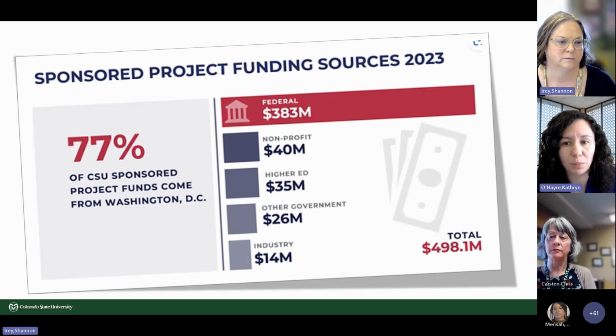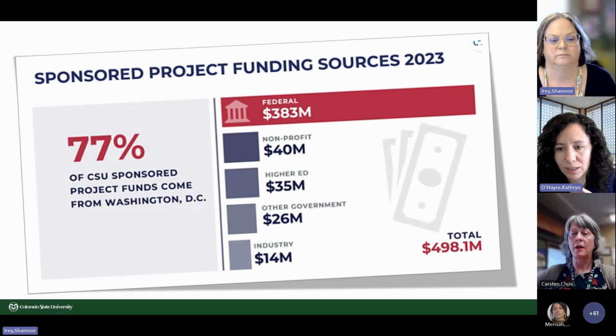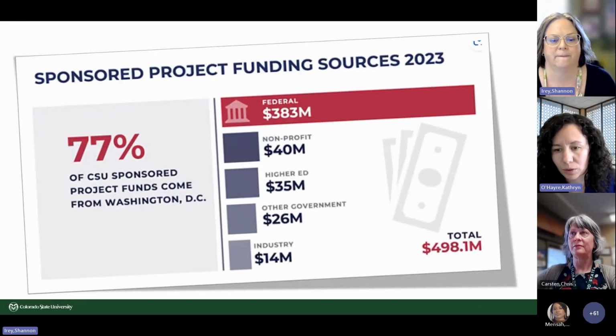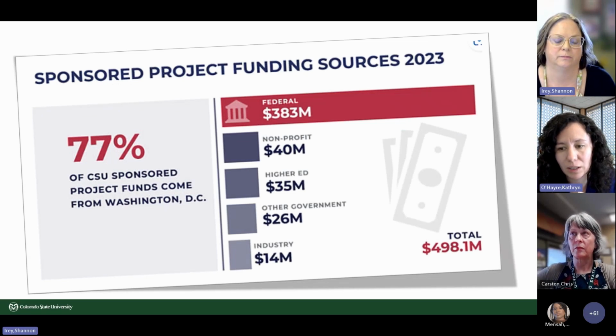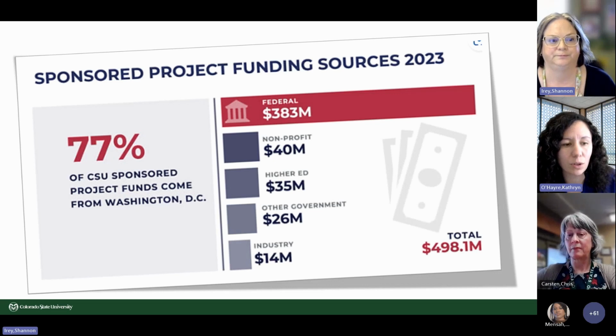Nonprofit is more of a mixed bag where you can see grants. You're not going to see cooperative agreements. You can see a contract. In the other government section, that's our labs, right? City, county, state funding, purchase orders from other state agencies. Those are often called contracts in that section, but they will definitely look a little different because it's not as broad as our federal sponsoring agencies. And then industry also typically utilizes contracts.